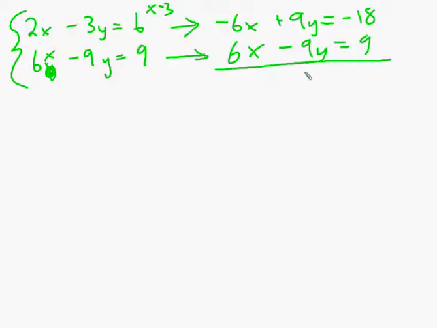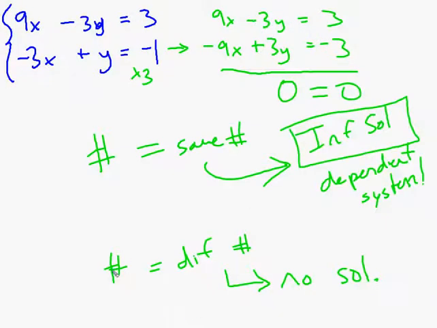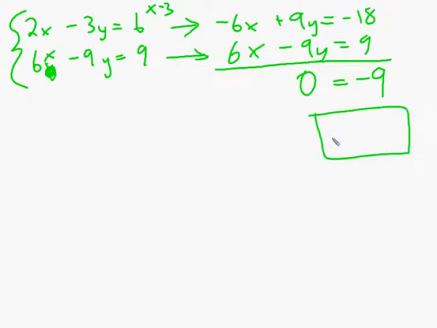And then I eliminate, and I get 0 equals -9. Well, that's not true. Remember from the other side I said if I get a number equals a different number, no solution. So 0 does not equal -9, so no solution. And this is an inconsistent system. I did all that work for nothing.